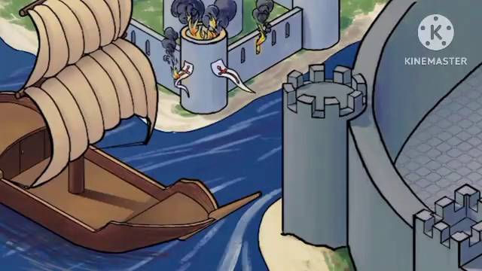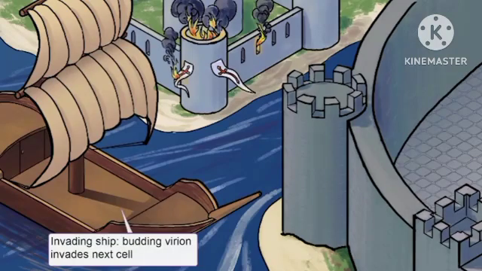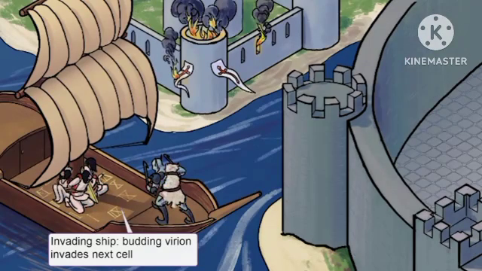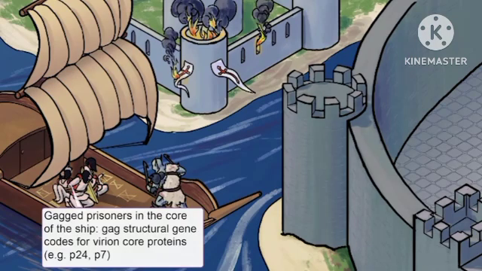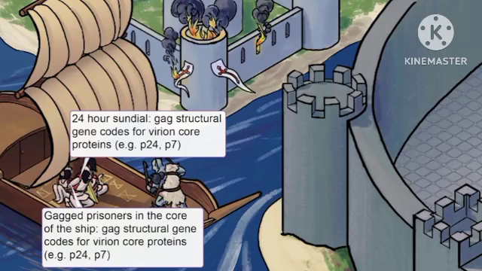And so, after seizing the T castle, the HIV wizard commandeers the castle's workers to assemble an invading ship, much like the HIV virus assembles a virion to bud off and invade the next cell. As this brand new invading virion ship heads for Camelot, notice it has prisoners on board in the center of the ship, gagged. This is because the GAG structural gene has coded for virion core proteins, P7 and P24. And that's also why the gagged prisoners are tied around a sundial.